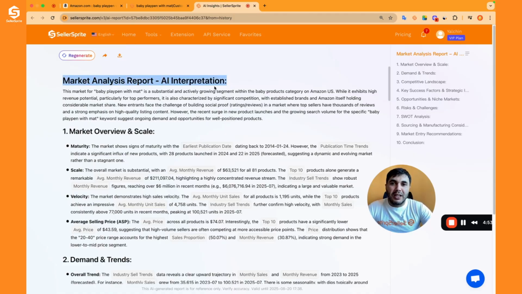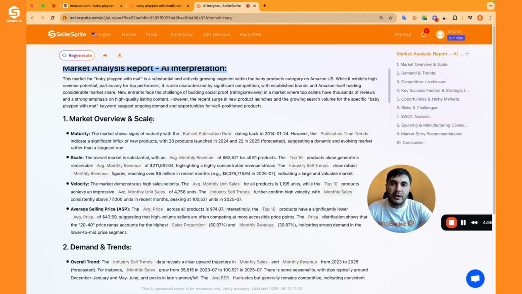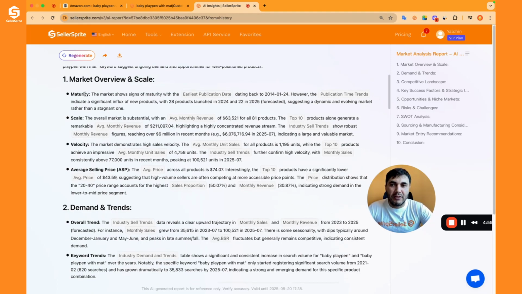Let's begin with the market analysis report. Market overview and scale, maturity. We analyze several facts here, like maturity. The market shows signs of maturity, with the earliest publication date dating back to 2014. Probably it means the first product in this category launched in January 2014. For the publication time frame, you can see from here a significant influx of products, with 28 products launched in 2024.